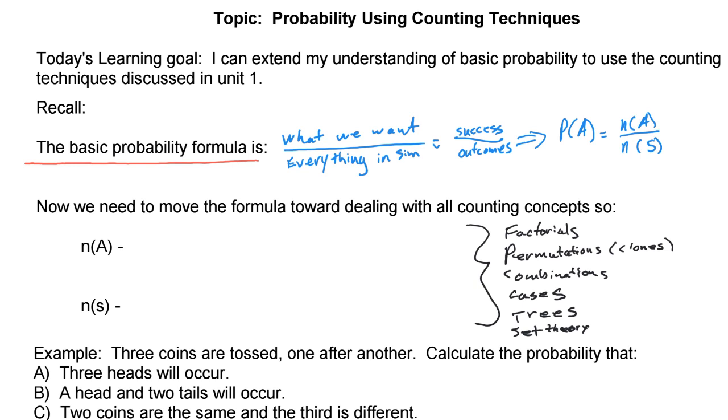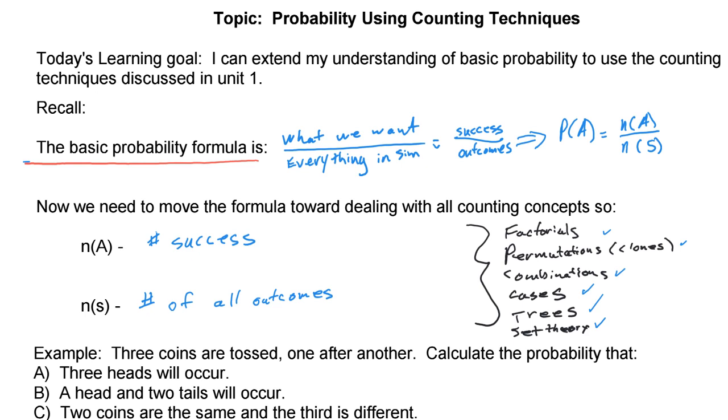So what I told you, now we need to move to the formula towards dealing with counting concepts. We're going to use all of these possible types of counting ideas that we used from the past unit to solve our problems. So when we're looking at NA, we're looking at the number of successes. And NS is, just like I said, the number of all the outcomes that you possibly have.